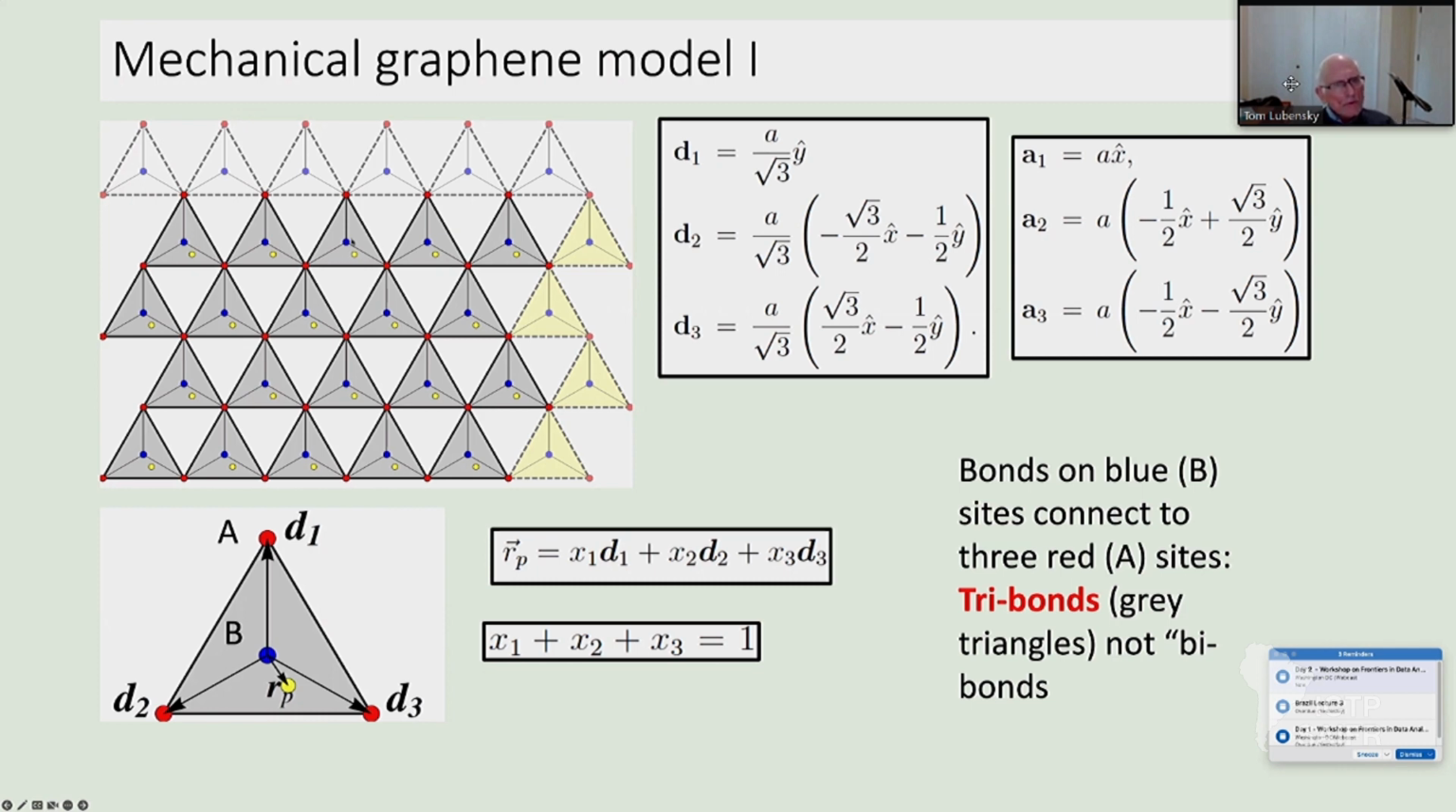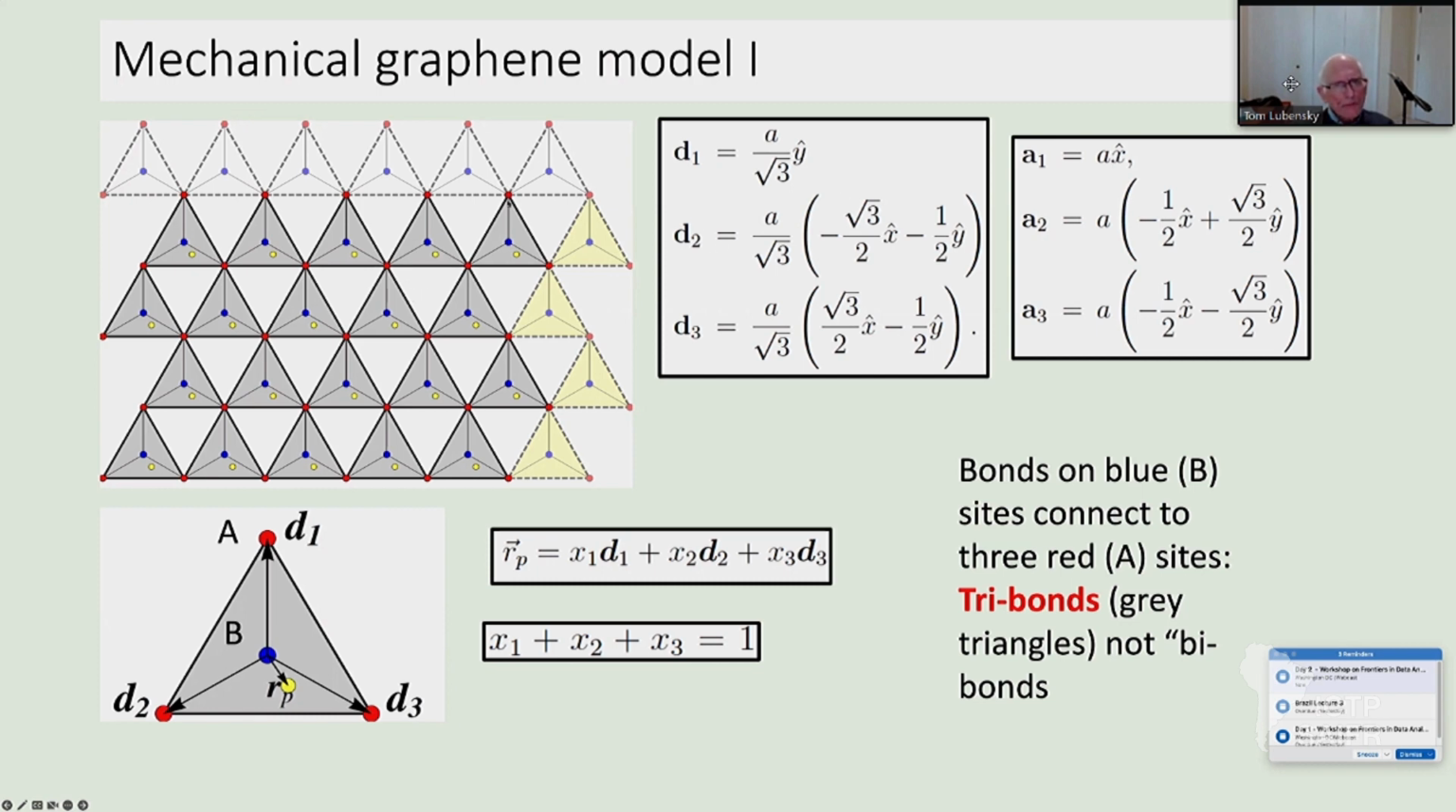And what we're going to imagine then is that as you distort away from the perfectly flat triangle, which is the tribond, that's where the energy cost comes from. So here, I've just put down these things.